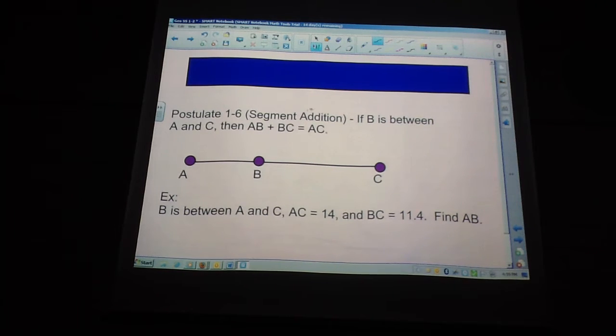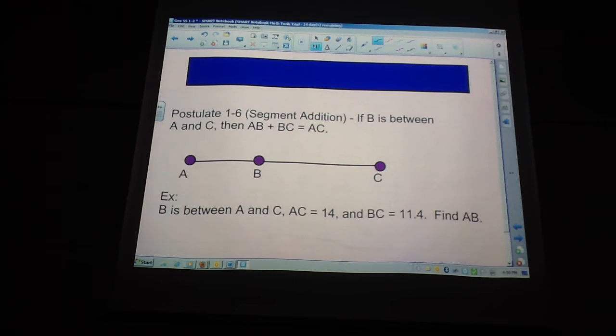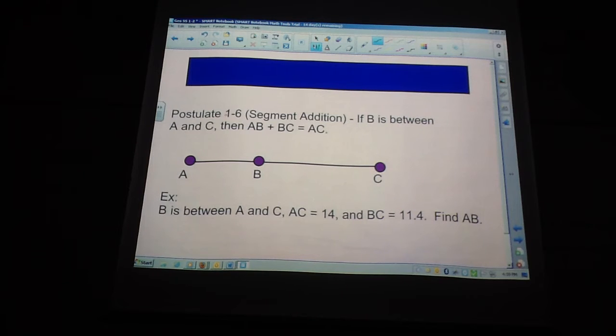Alright, picking back up, this will be part 3 of section 1-2 in geometry, and we're back to postulates. If you remember, a postulate is a fact that is assumed to be true in geometry. It's not proven. Now this one has a title. It's a segment addition postulate, so it must be important if it has its own title here.